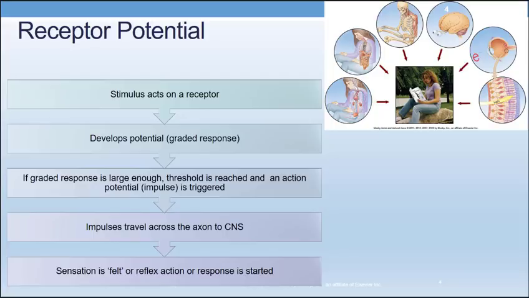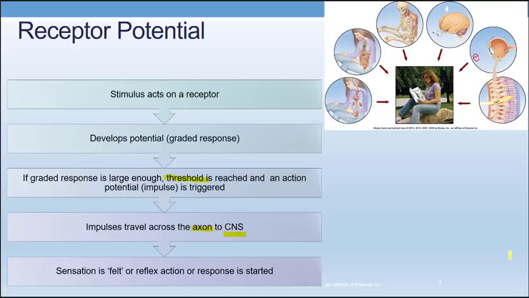Okay, let's talk briefly about receptor potential. A stimulus is going to be acting on a receptor, and it's going to be converted to a potential, so a difference in membrane potential. And if the response is large enough, threshold will be reached, and an action potential or an impulse will be triggered, as you've learned about. Impulses will travel across an axon, making their way to the central nervous system. And then the sensation can be felt.